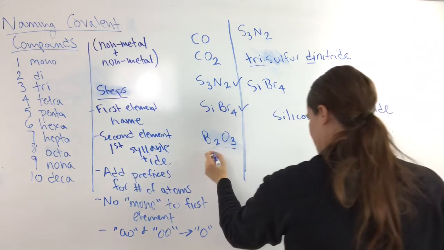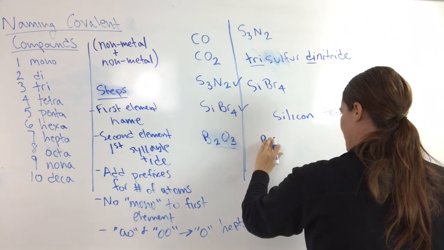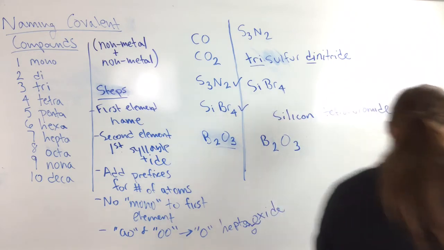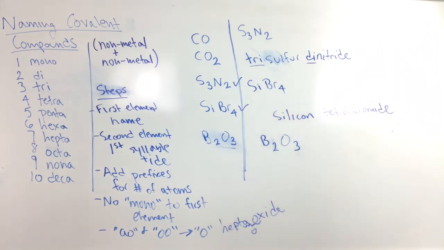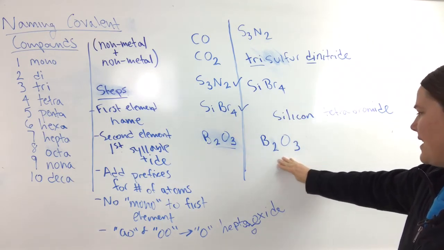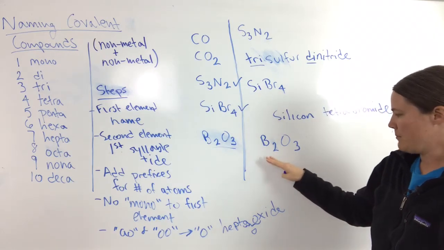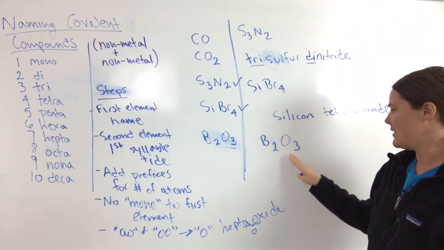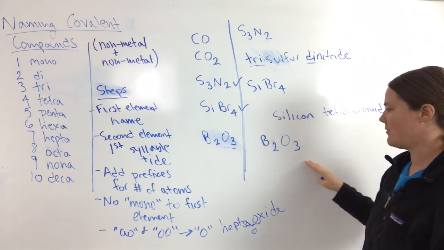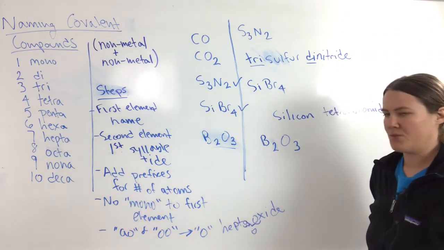So for this molecule or compound, we have B2O3. What we need to figure out is, is this an ionic or a covalent bond? So we want to name this. Boron is a nonmetal and oxygen is a nonmetal. So we have 2 nonmetals, so we know that we have a covalent bond. So we're going to use the covalent bonding rules.